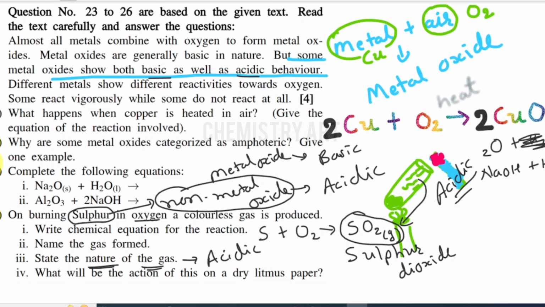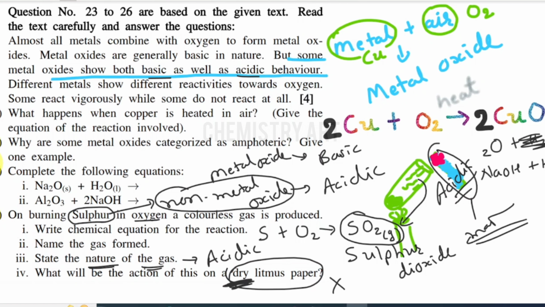So what will be the action of this on dry litmus paper? The question is on a dry litmus paper. Your answer must be that there will be no action, because for showing the property, litmus paper must be moist. We need to take the moist litmus paper, okay? And if we are taking dry litmus paper, there will be no changes.